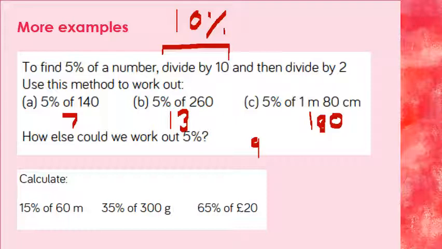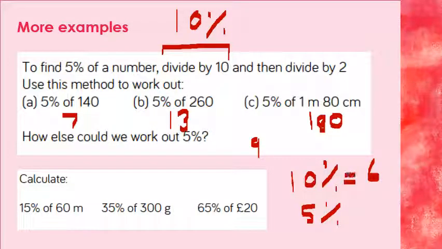Here we've got calculate 15%. So this is back to the partitioning method, isn't it? Because to find 15%, we would want to find 10%, and we would want to find 5%, and then add those two together. Now 10% is really easy. We just divide by 10. So what's 60 divided by 10? Well, that's 6. And then 5% is just half of 10%. So 5% for this one would be 3. And then we add them together. So 15% of 60 would be 9.